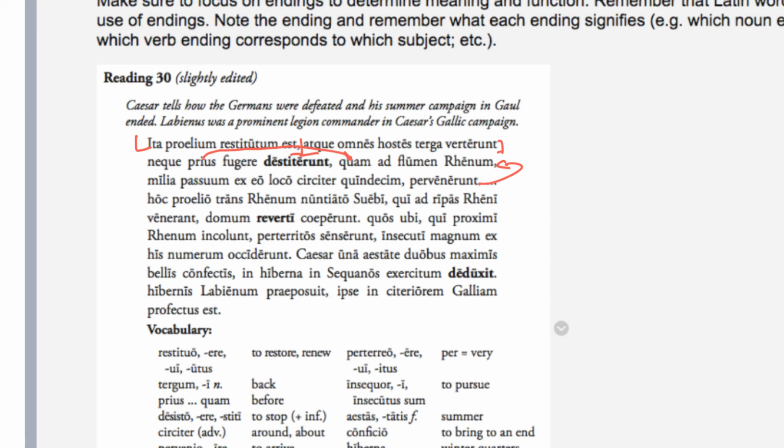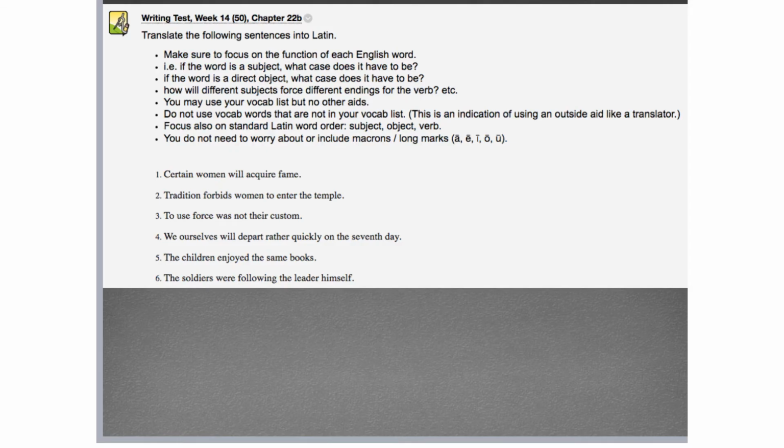I'll let you do the rest. And then the writing, you're translating into Latin. For certain women, don't use certus. Remember to use what we learned before, which is quidam, quaedam, quoddam. Sorry about that. You use that substantively, so you use a feminine form in whatever case it needs to be. And then build from there.